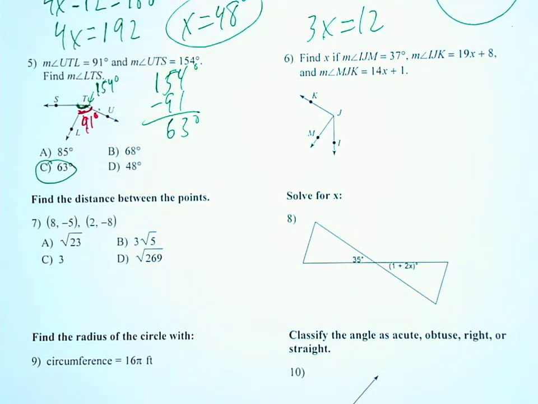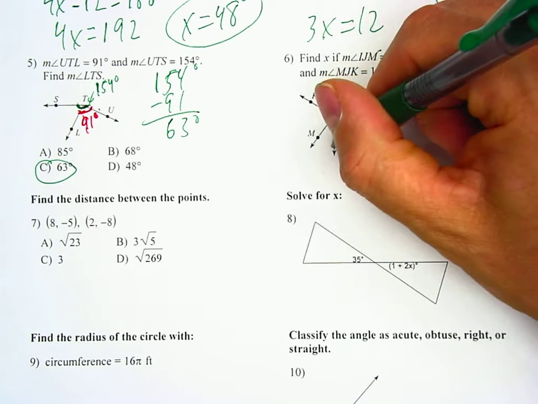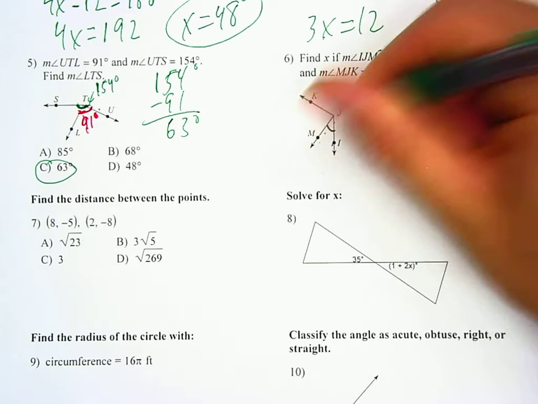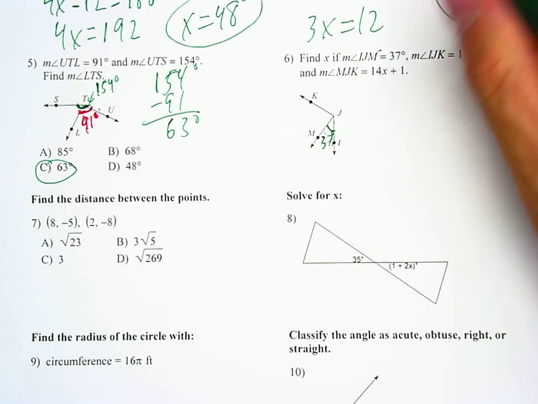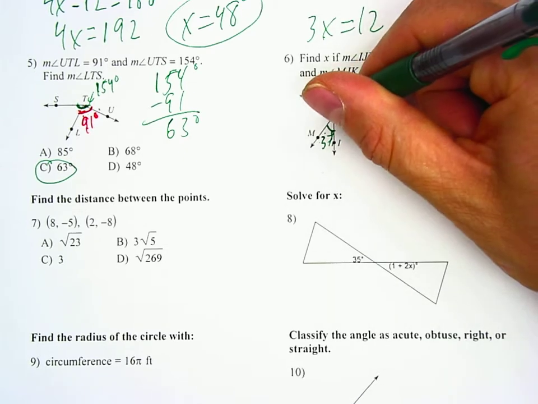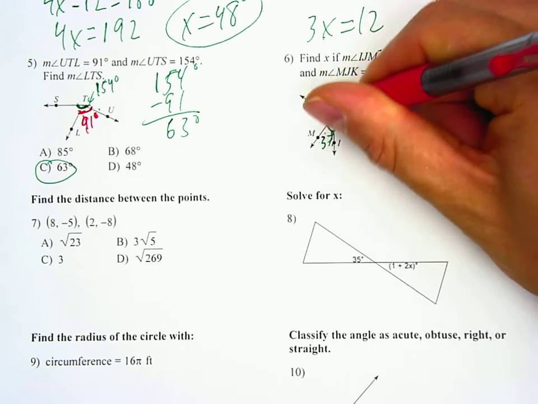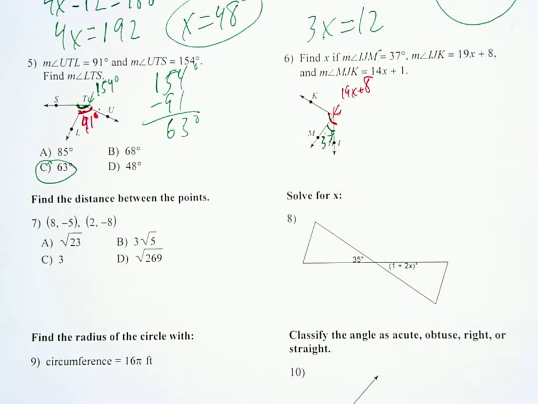We have a similar setup on the next question. However, on this one, we have to solve for x. So here I've got IJM. IJM is 37. So I'll put the label here. That's 37, the small angle. IJK, which is the entire angle, is 19x plus 8. And MJK is 14x plus 1.